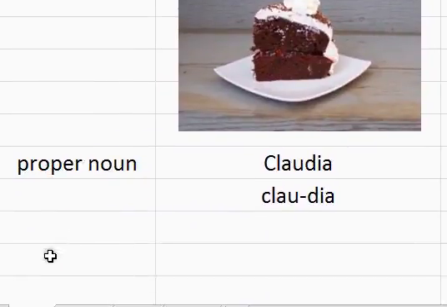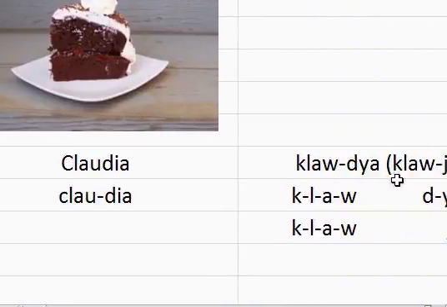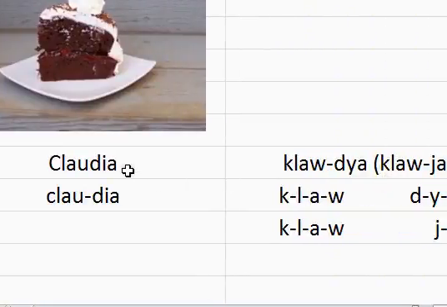Next, we have Claudia, a proper noun. It's the name of a person. I didn't research the phonology of Claudia because there are a lot of renditions of it. It's like Claudia, Claudia, Claudia. So there are different renditions of the name Claudia. What I'm going to use is Claudia.